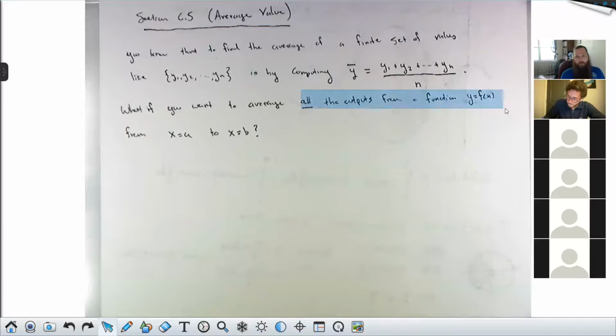How many outputs are there from this function between a and b, just in general? Infinite. Yeah, infinitely many, right? There could be a different output for every real number between a and b. As long as a and b are distinct, there's infinitely many real numbers between them. It's not even a small infinity, it's like a big infinity. So this is a problem.